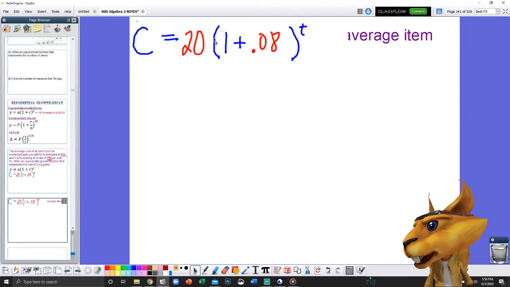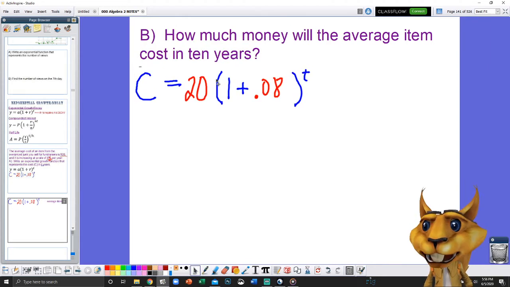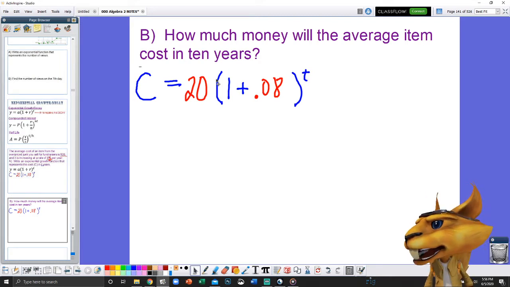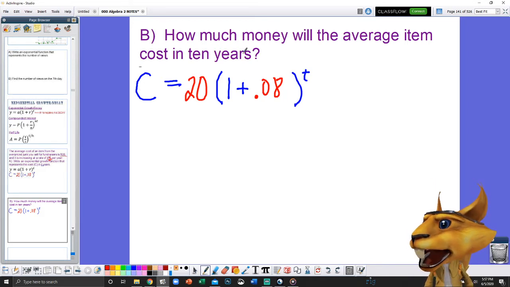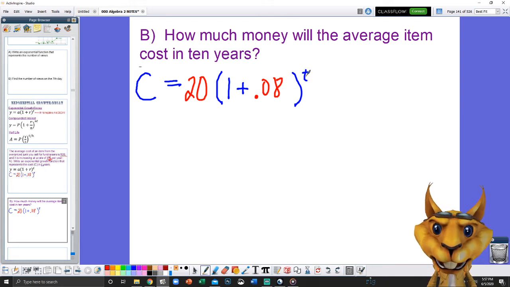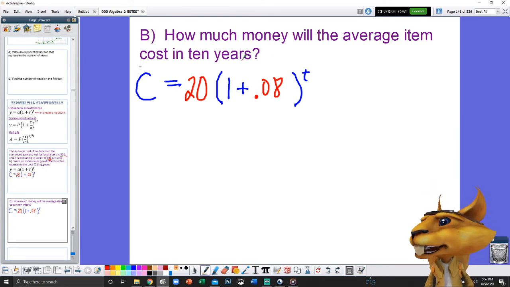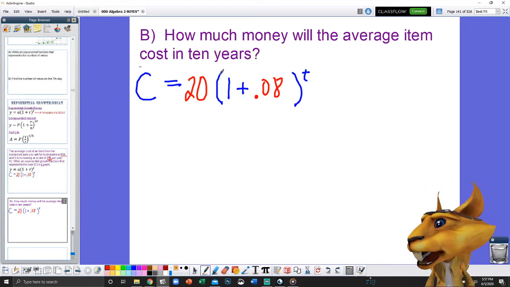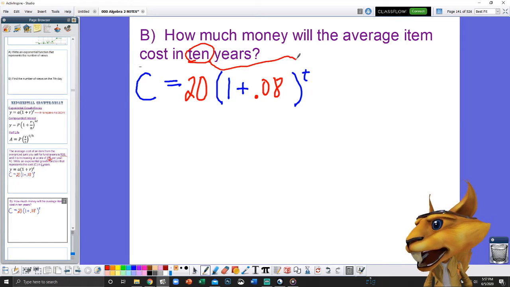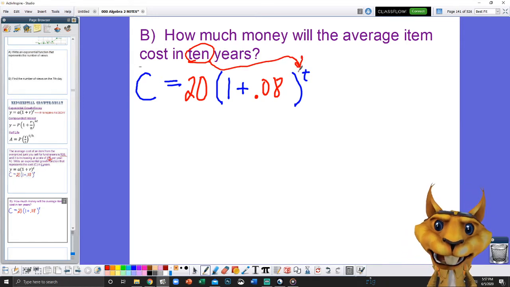So this question is asking us how much money will the average item, your junk, cost in 10 years? So 10 years, is that going to be a cost or a time? How much did it cost you to buy that candy bar? 10 years. That doesn't make sense, right? So it can't be a cost. How much time did it take you to save up to buy that candy bar? 10 years. All right, it took you a long time, but 10 years makes sense when you're talking about time. So we're going to take 10 and we're going to put a 10 right there for the t.